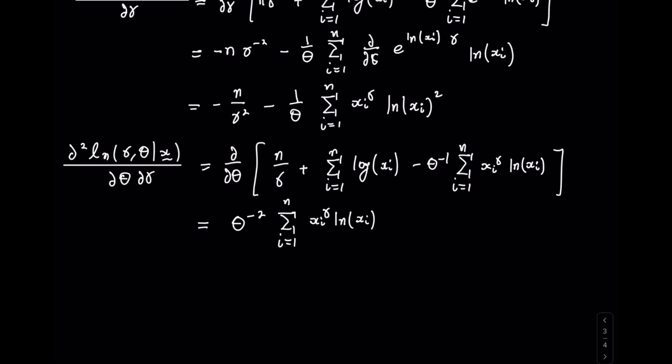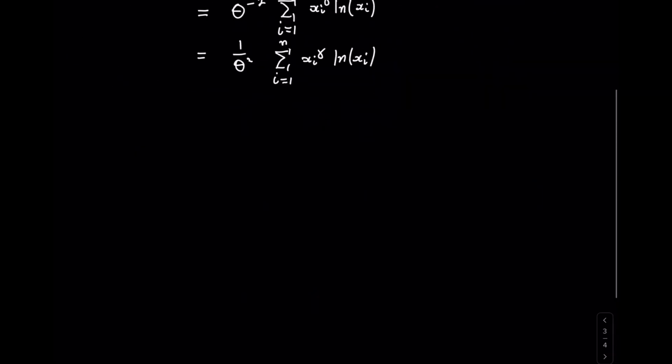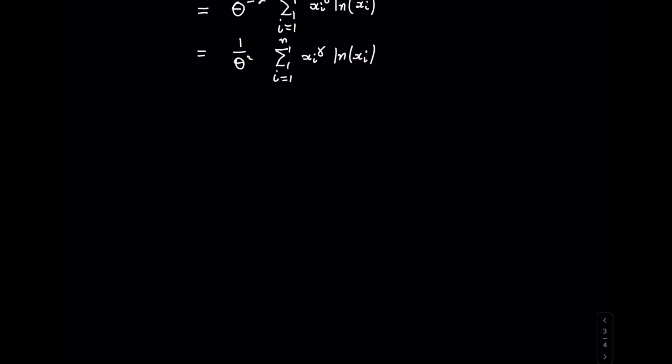And of course, we can rewrite this as 1 on theta squared, sum i equals 1 to n of xi to the gamma ln xi. And we found our expression for the second derivative. So, now I've found the first and second derivatives, we now need to actually solve for our maximum likelihood estimate.